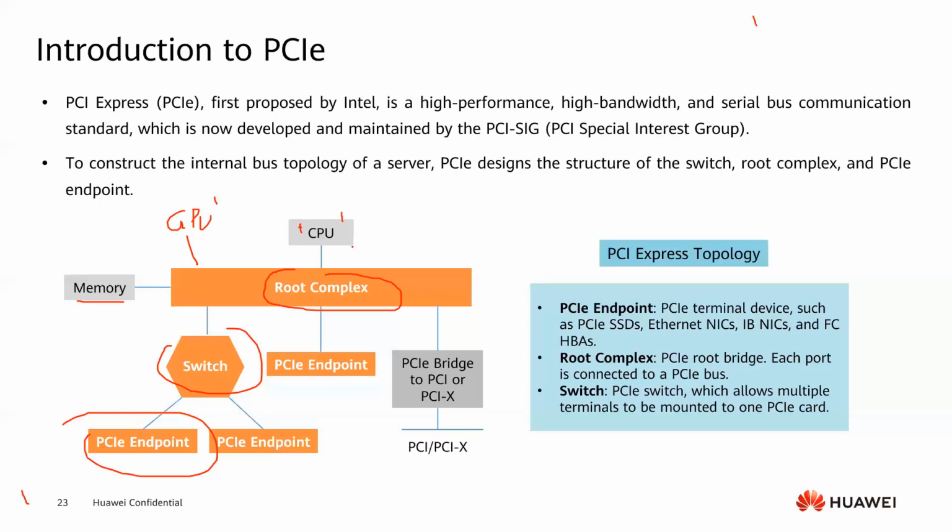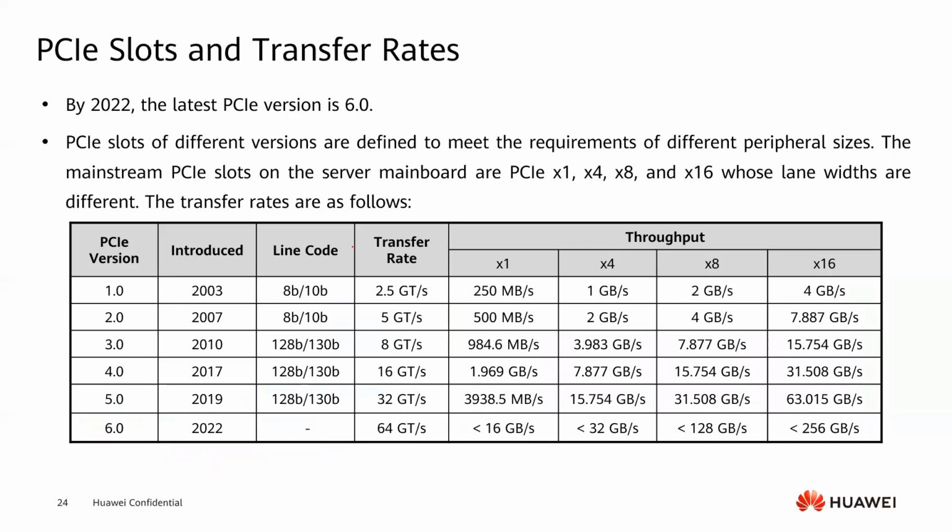This is the PCIe slot and the transfer rate. PCIe can provide different sizes of interface, like x1, x4, x8, and x16. They have different transfer rates. These are the PCIe slots.